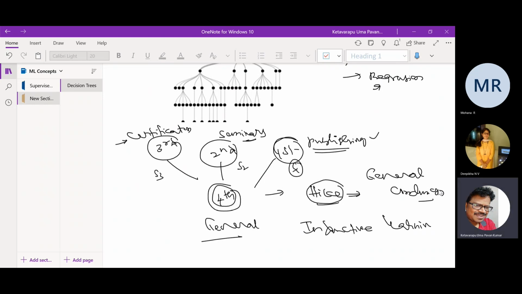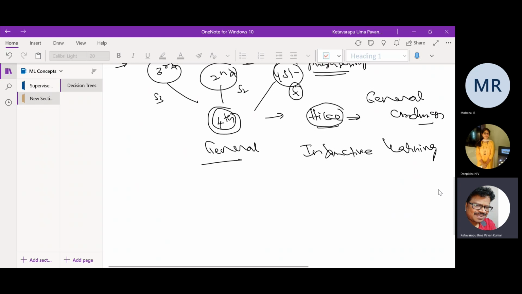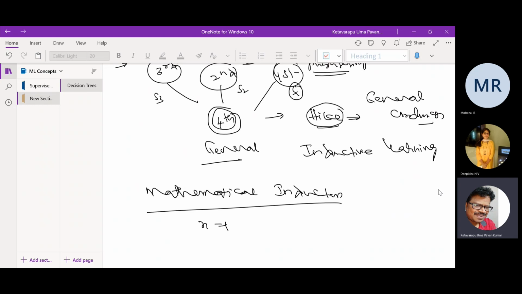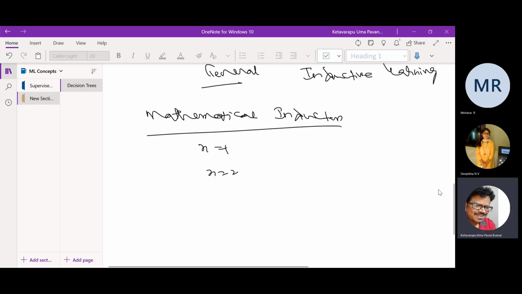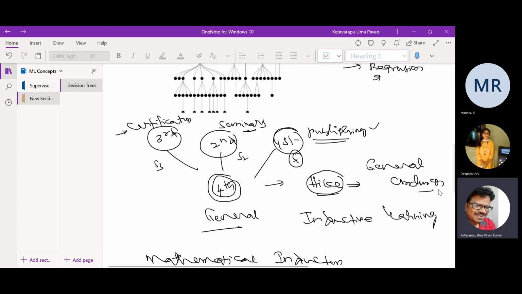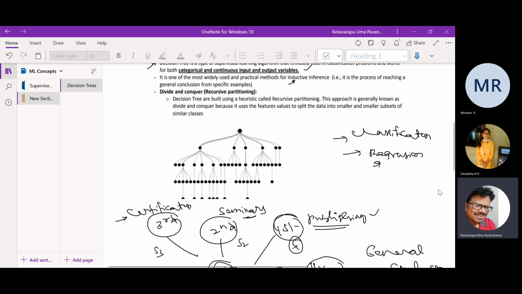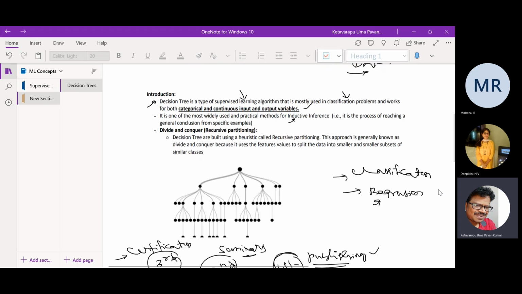Okay, inductive learning. Maybe you have an idea about mathematical induction. Friends, what do you mean by mathematical induction? Suppose n is true for 1, n is true for 2, and n is true for k. Based on that, n is true for all. Okay, n is true for all. Similarly, what we are doing here, as part of understanding this particular thing, is making use of the inductive inference process of reaching a general conclusion from a specific example.